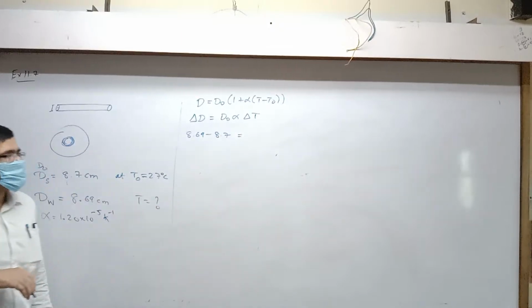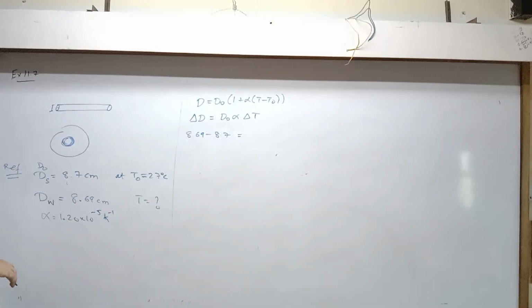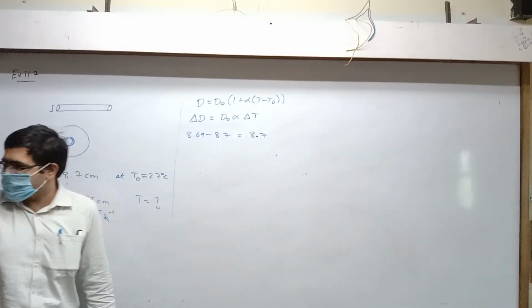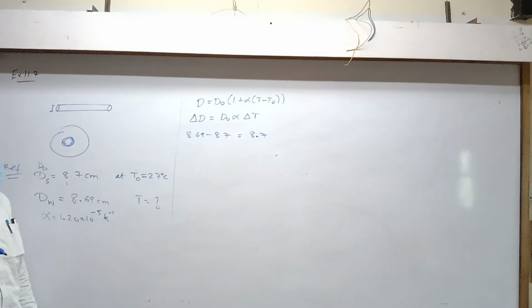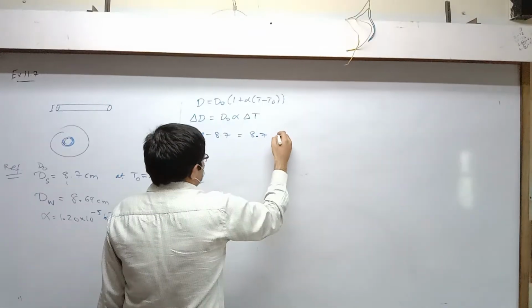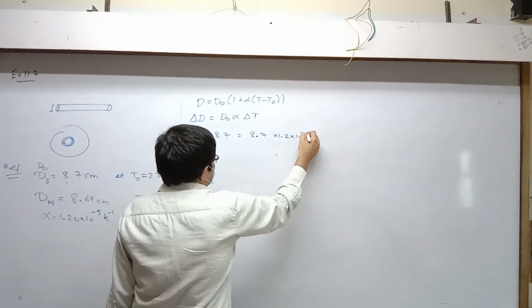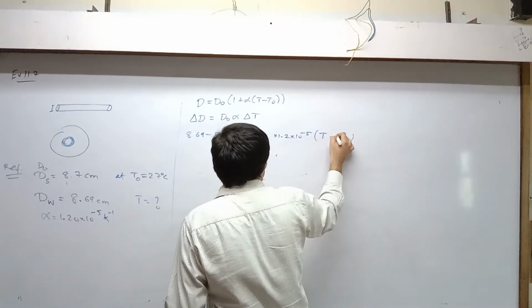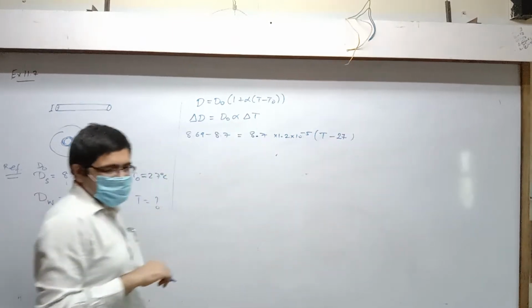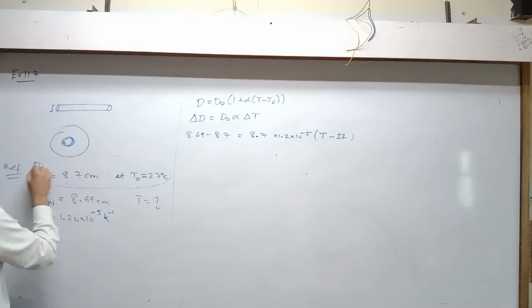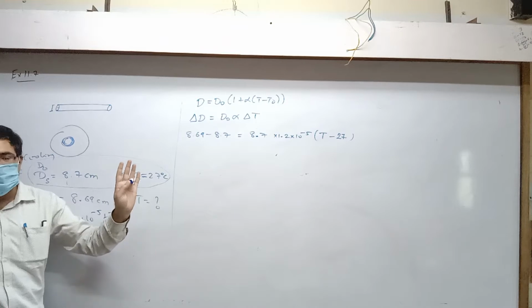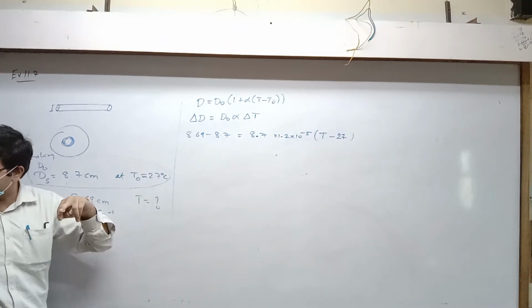Equal to D0, reference is 8.7. Okay. Alpha. What is alpha? 1.2 into 10 raised to minus 5. And then delta T means final temperature minus initial, which was 27 degrees. So basically we are cooling the shaft. So temperature will decrease and diameter will also decrease. Understood? Cooling decreases size.